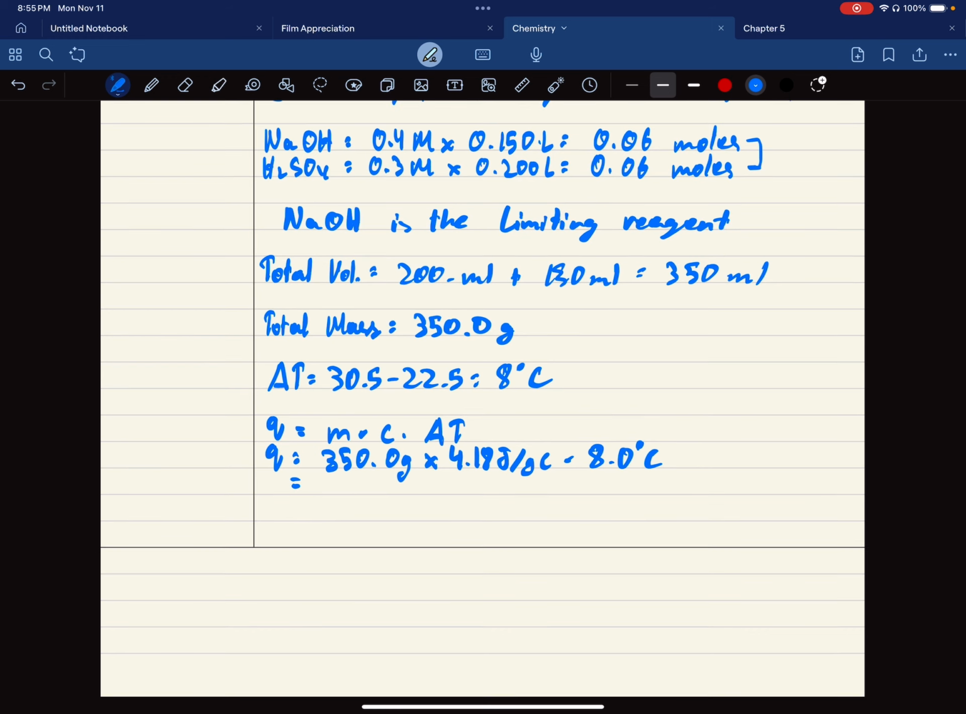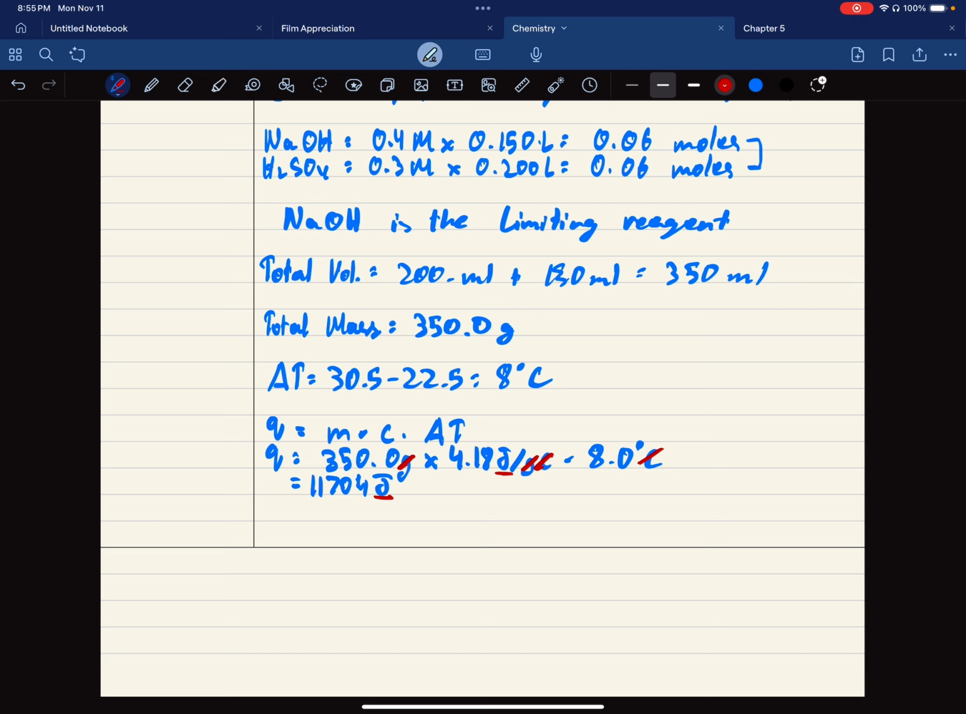When we solve this out, it gives us 11,704 joules. All of our extra stuff cancels out. Let me just do it in a different color so it's a bit more obvious. Grams and grams cancel out, Celsius and Celsius cancel out, only joules is left, and that is what we have here.